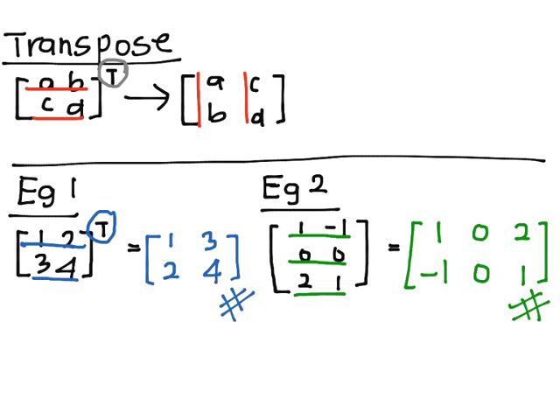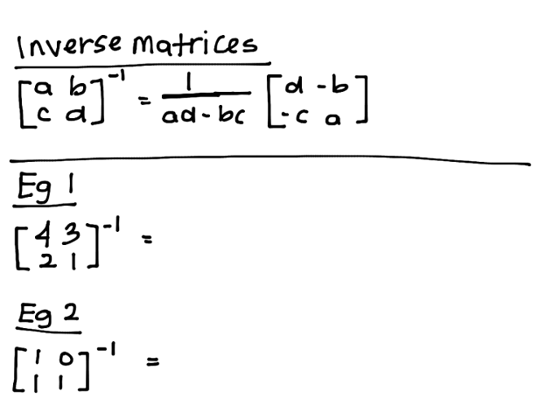Let us go with the next subtopic, which is about inverse matrices. How we identify that we are doing the inverse matrices is whenever we have the exponent of negative 1 for the matrix. Whenever we have the exponent of negative 1, we know that we are doing the inverse matrix.